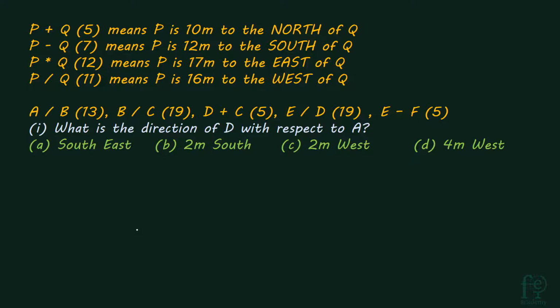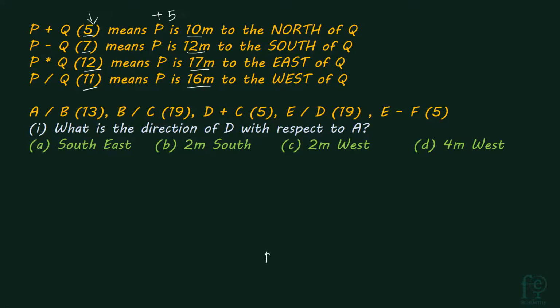Here you can see P plus Q 5 means P is 10 meters to the north. P minus Q 7 means 12 meters. 12 means 17 meters and 11 means 16 meters. So what you can infer from this is that whatever number is given here, plus 5 is the actual distance. You have to keep that in mind. So A by B 13 means 13 plus 5 is equal to 18. So A should be 18 meters to the west of B.